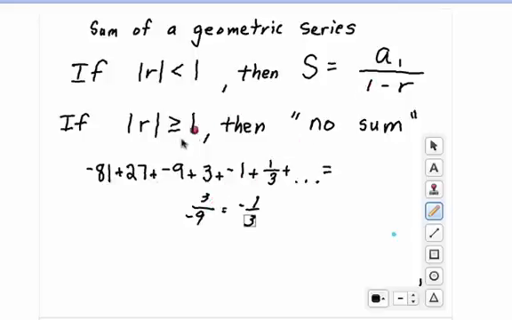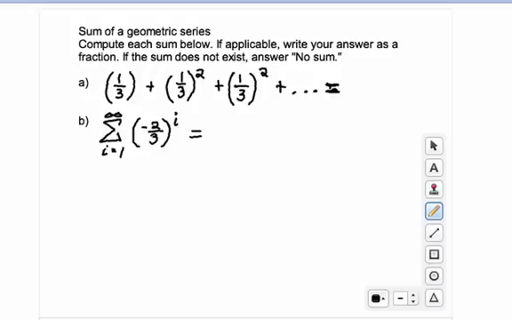So this one's going to have a sum. But if the absolute value of R is greater than or equal to 1, so basically it's greater than or equal to 1 or less than or equal to negative 1, like 4 or negative 4, then there is no sum. Okay, so let's look at a couple of examples really quickly.